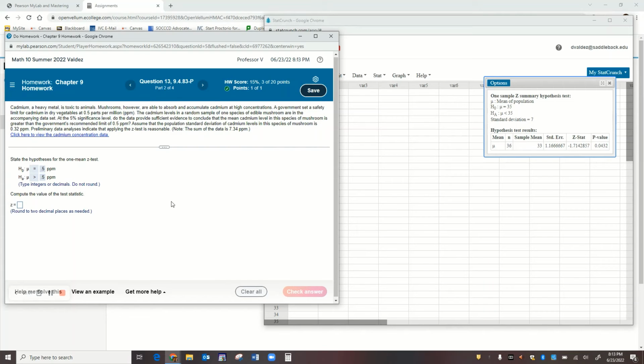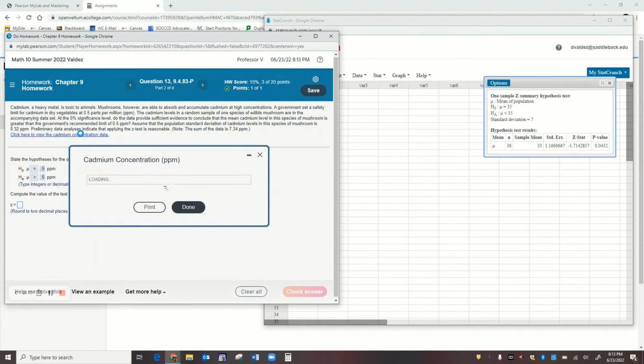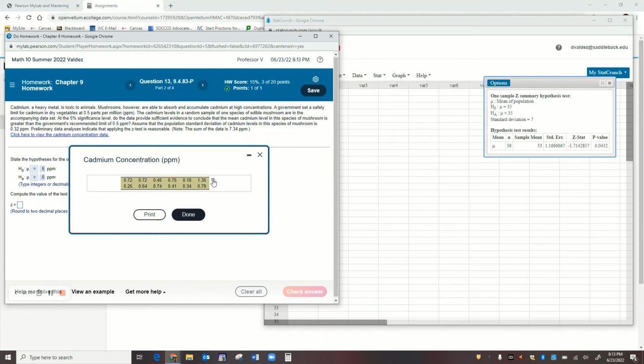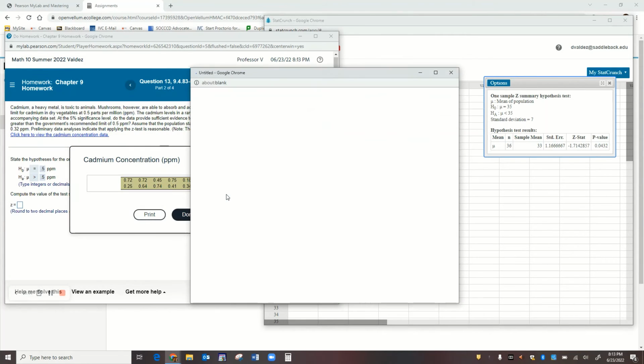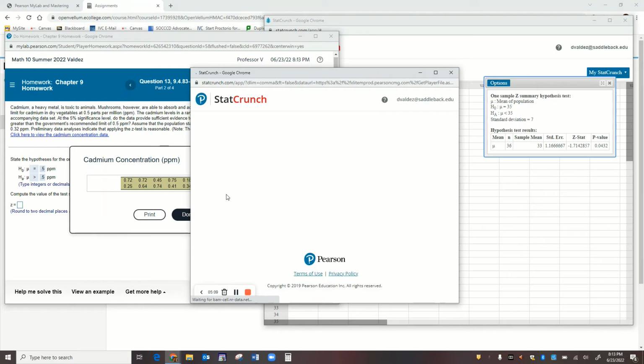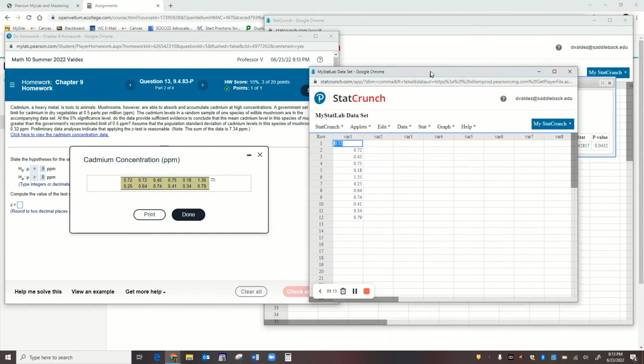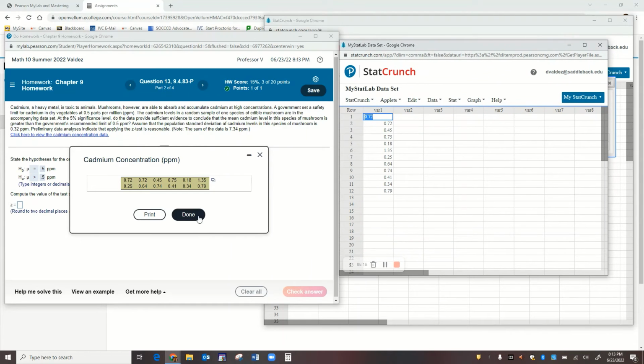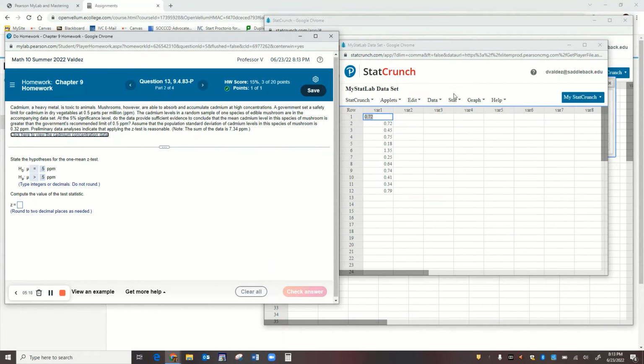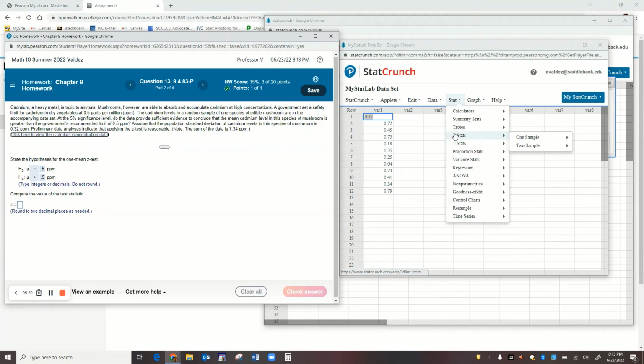Compute the value of the test statistic. So this is when we're going to use StatCrunch. So open the data in StatCrunch. And then you do have to be careful. Since they gave us the population standard deviation, I need to include that. Okay. So same thing, Stat, Z Stats. It's only one sample. Don't worry, you'll get to pick 2 samples soon enough with data.